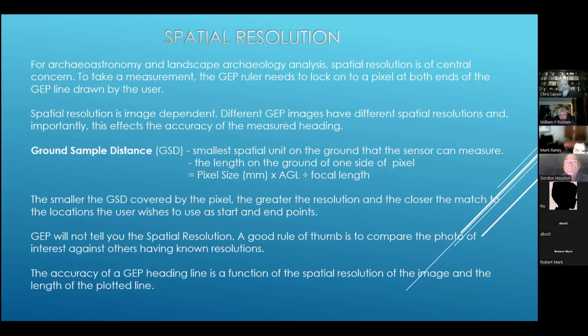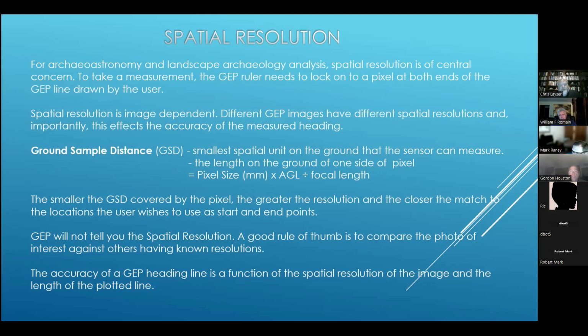And the other thing is these images in Google Earth, they do not tell us what their spatial resolution is. So every image has a different spatial resolution, and this affects the accuracy of the measured heading. So another definition here of the ground sample distance is the smallest spatial unit on the ground that the sensor can measure.